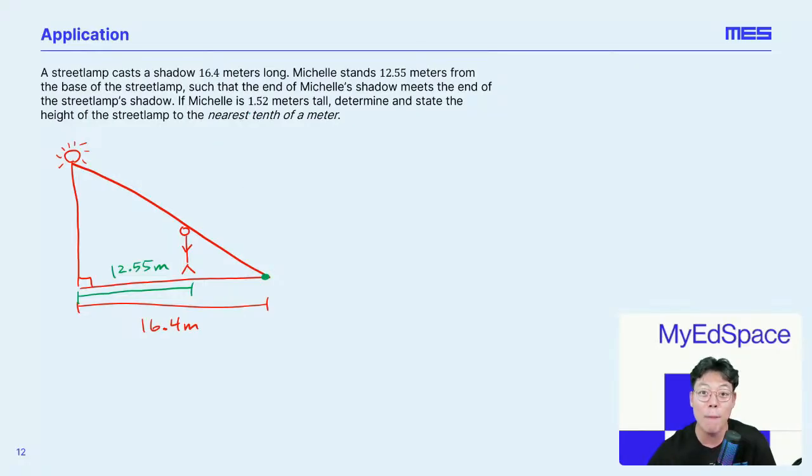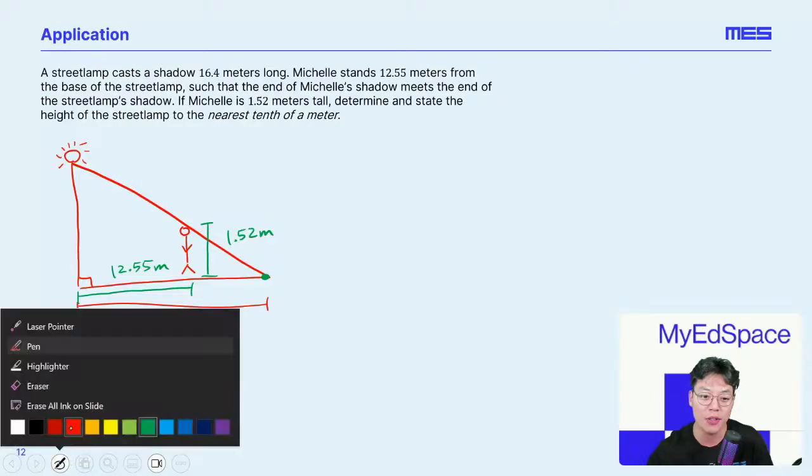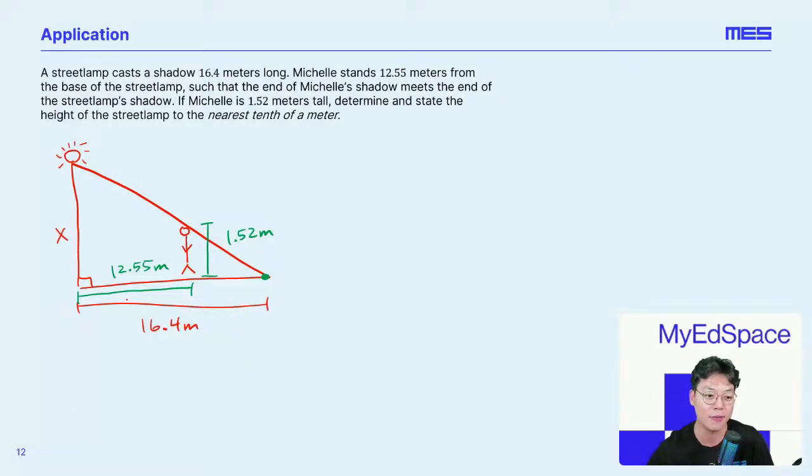If Michelle is 1.52 meters tall, all right, that's good to know. Michelle is 1.52 meters tall. Determine and state the height of the street lamp to the nearest tenth of a meter. So this is what we're looking for. We are looking for X right here.